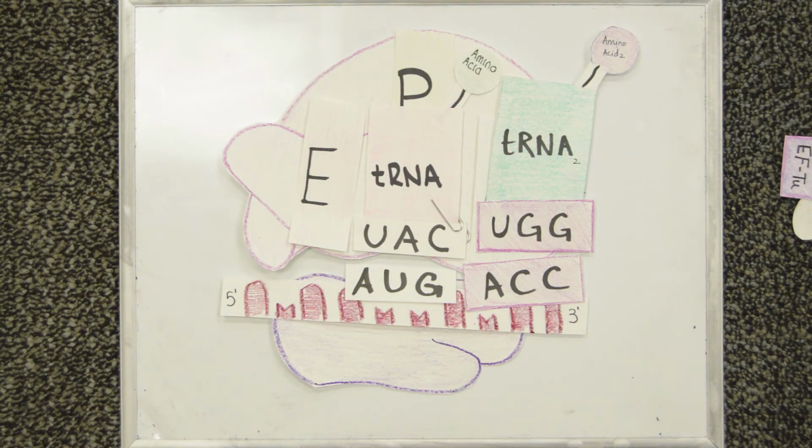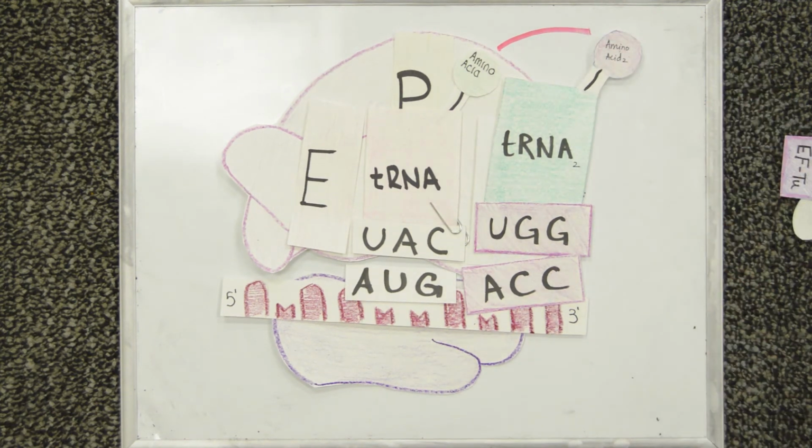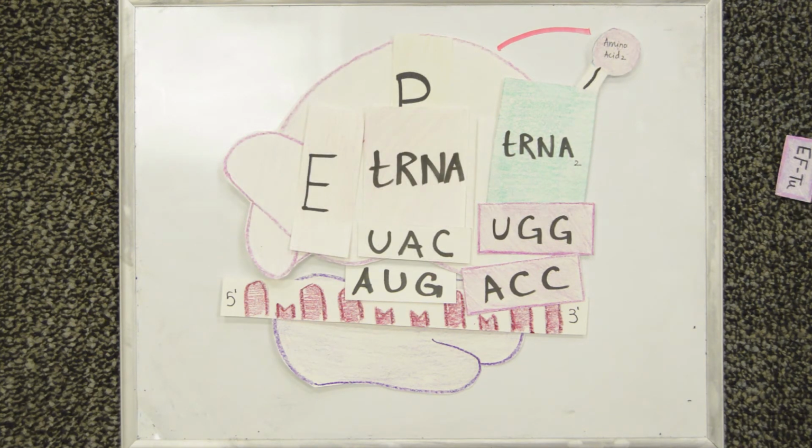Next, the large ribosomal subunit catalyzes the formation of the peptide bond between amino acids that are attracted to the tRNA in both the A and P sites. The formation of this bond allows the amino acids in the P site to be released from its tRNA.